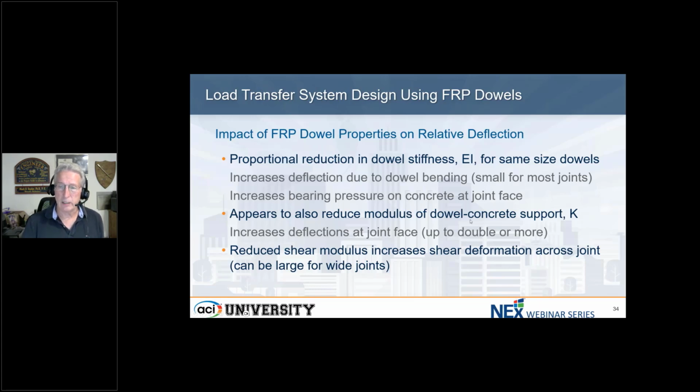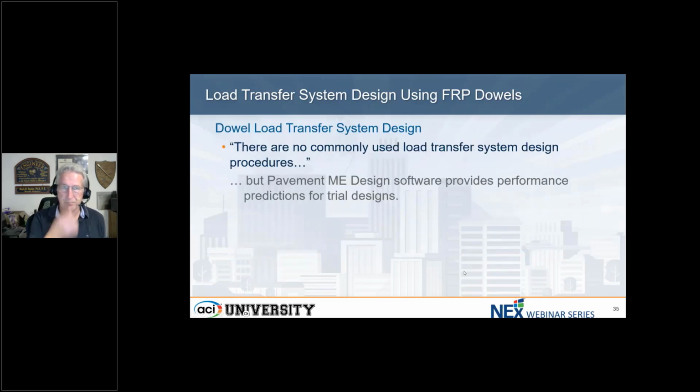And experimentally, work that was done by Max Porter at Iowa State University indicates that it also appears to reduce the apparent modulus of dowel concrete support, or that K value, the stiffness of the concrete, which again increases the deflections at the joint face by a factor of about 2 or more. Okay, and then the reduced shear modulus, as I said, can cause potential problems as well.